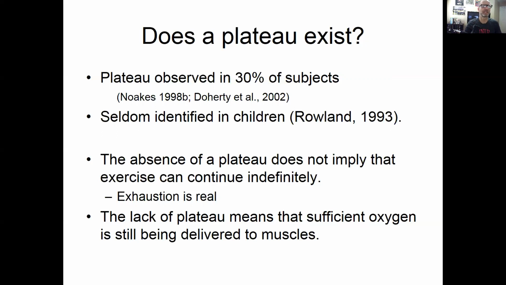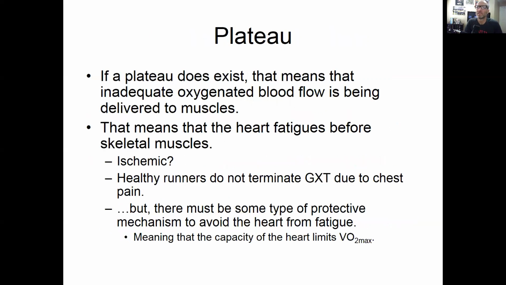All right, so let's keep looking at this. If a plateau does exist, that is, if Taylor is correct, or even Hill, that means that inadequate oxygenated blood flow is being delivered to the muscles.